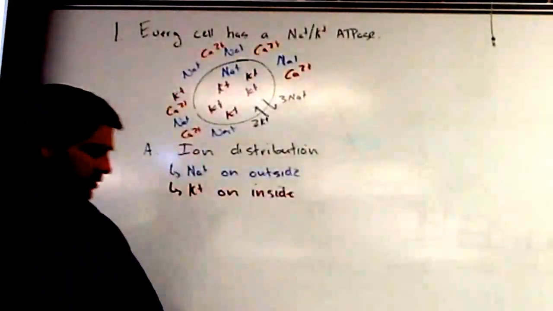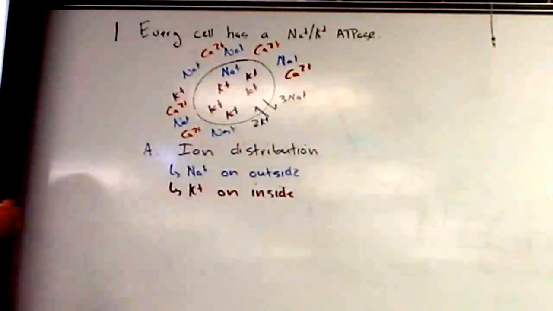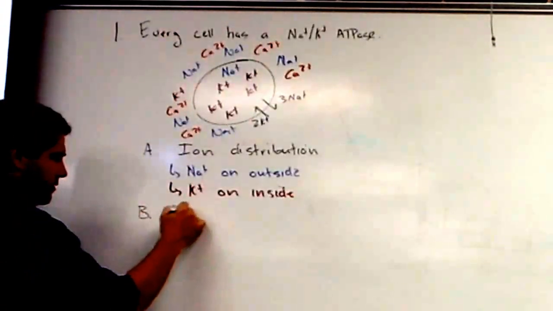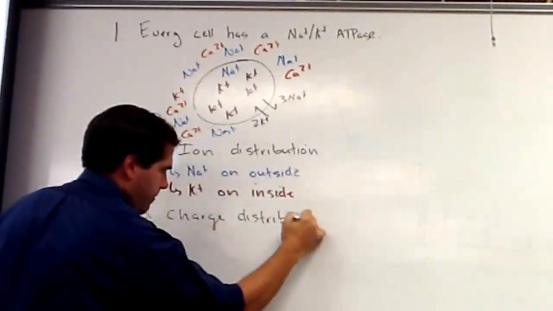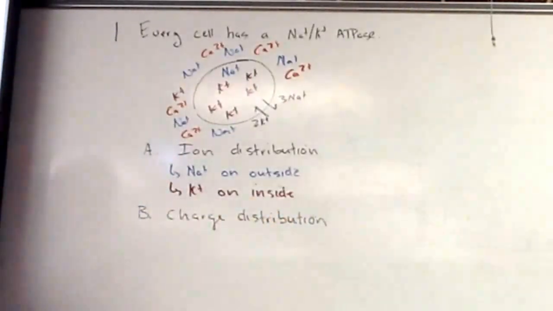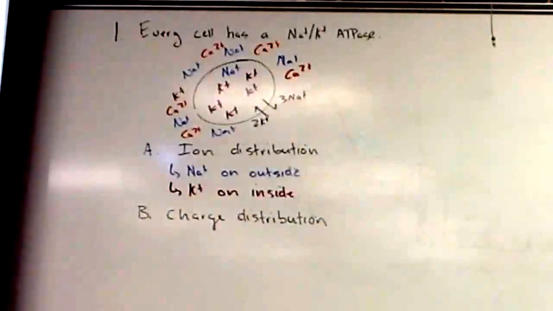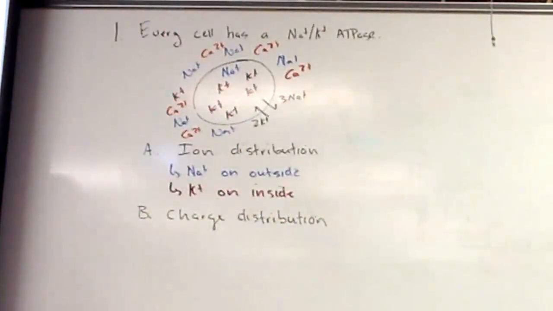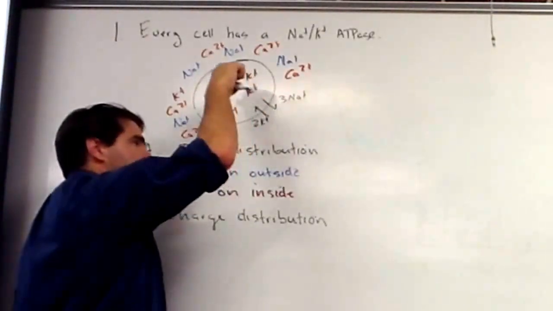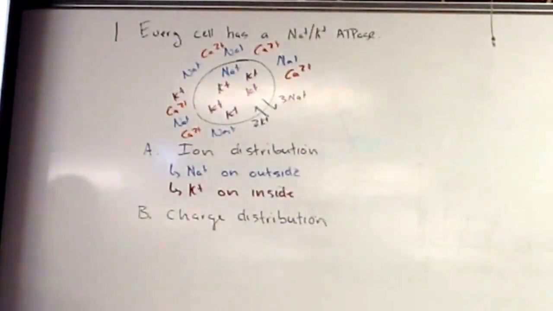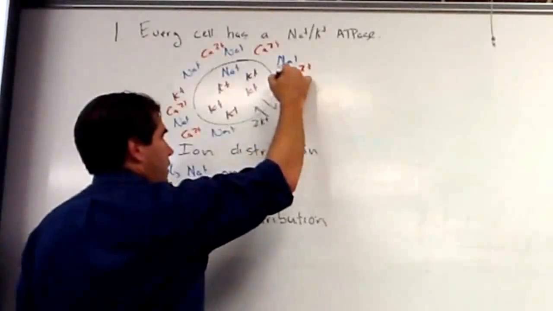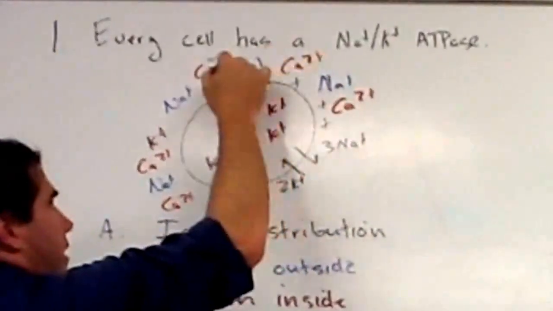The other thing that the sodium-potassium ATPase sets up is a charge distribution. And I'll be honest, it's a little more complex than this, and it involves potassium leaking out of the cell more than sodium leaking in. But we can keep it simple and say, if you're pumping 3 sodiums out and only 2 potassiums back in, then you're pushing positive charges out of the cell. So the outside of the cell becomes positive.